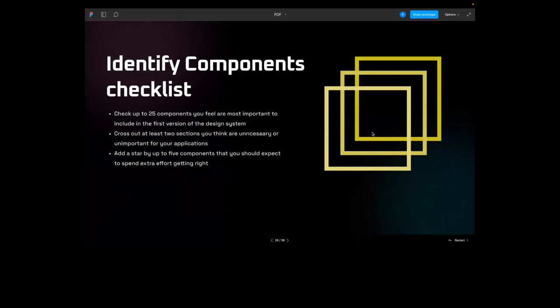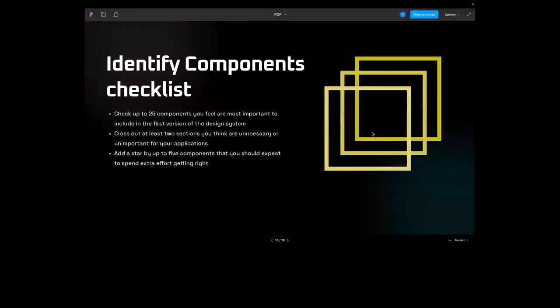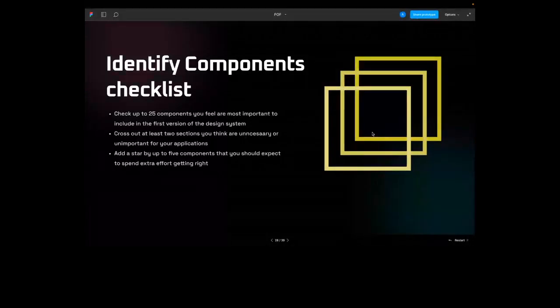So how do I go about building my system? The first thing I usually do is identify my components checklist. There are different ways of identifying what your product actually needs, and the first and most important way is to work with an MVP kind of mindset. Check up to 25 components that you feel are important to include in the first version of your design system. Remove two that you feel are unimportant, and add an important star on, let's say, five components that you expect to put extra effort or attention into, based on complexity and importance.